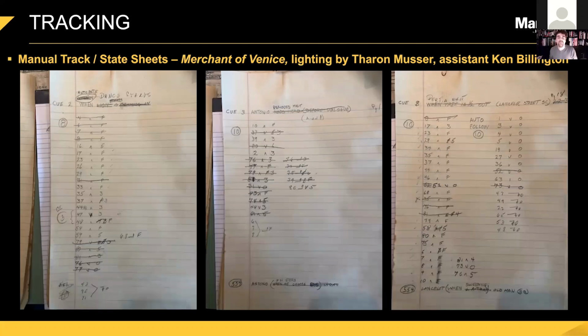These are some examples from Ken Billington working as an assistant to Theron Musser, a remarkable lighting designer. He's doing it differently. What he's doing is translating the changes into a state, and he would call these track sheets for each cue. My favourite thing about these is he doesn't use an eraser. When he makes a change, he crosses it out and writes in the next instruction. And I started thinking of that as the sort of low-tech, paper-based version of what we would now call the undo function, because he always had a way of seeing how they got to a change.